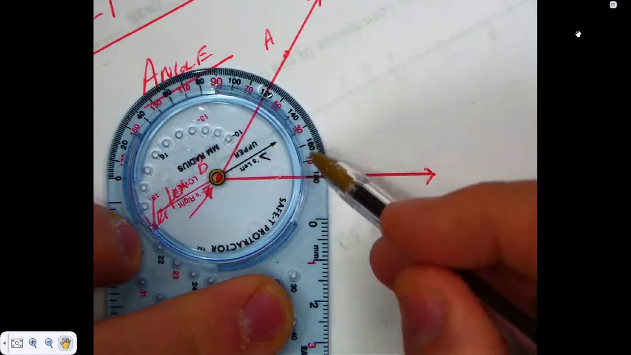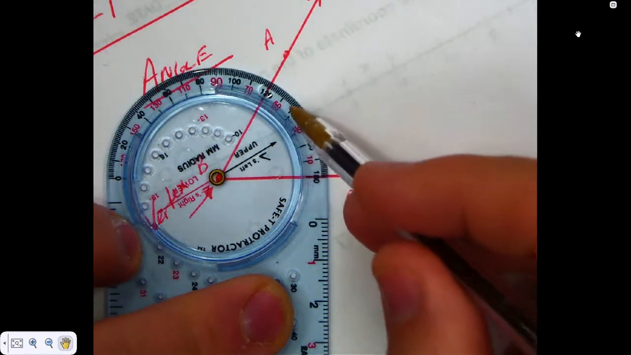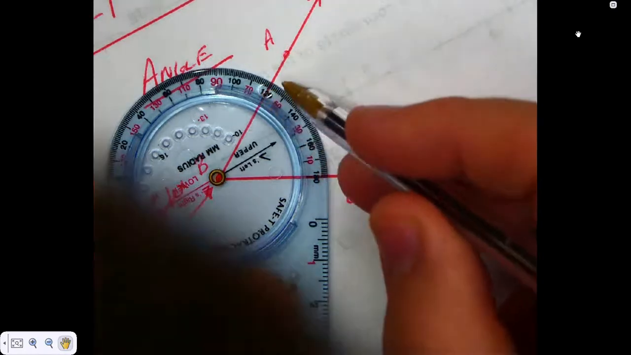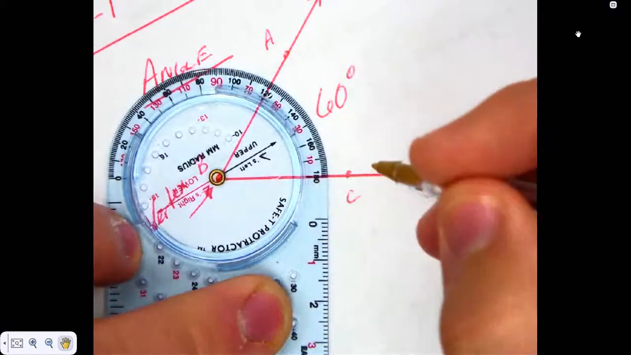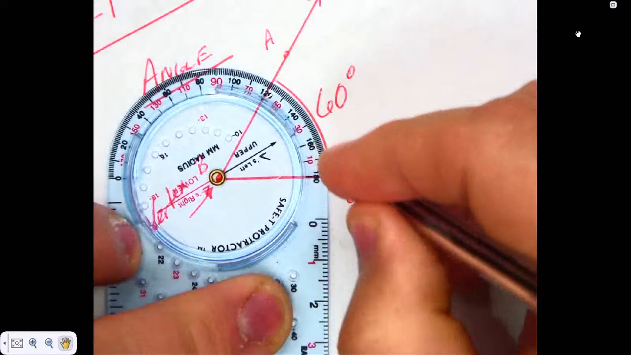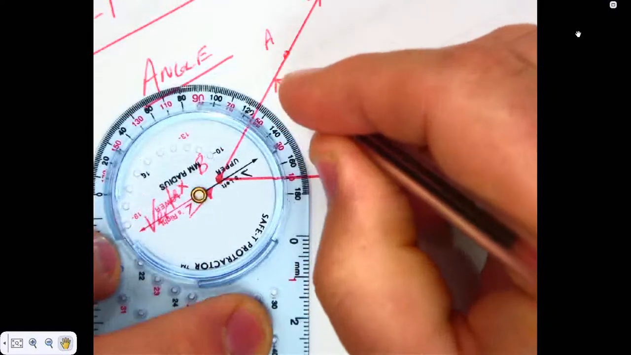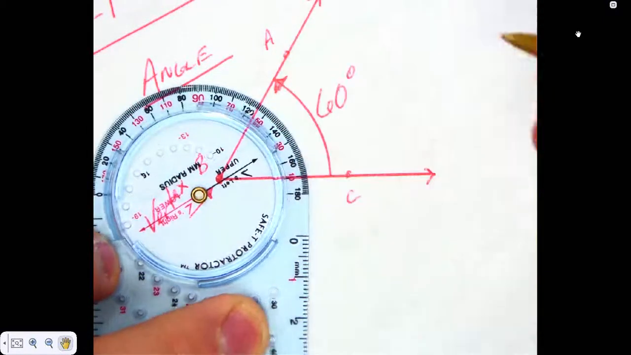So this is 10 degrees, 20 degrees, 30 degrees, 40 degrees, 50 degrees. Wow, I drew a 60-degree angle. And you know, it's measured along a circle, isn't it?